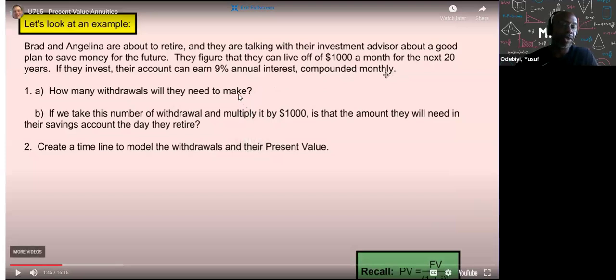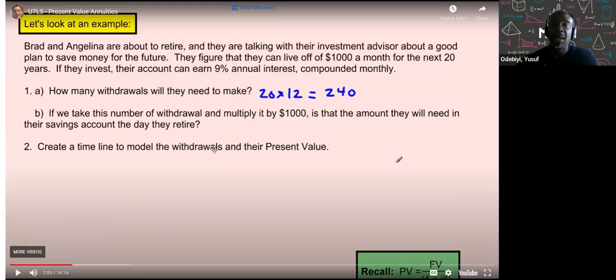So how many total withdrawals? For the next 20 years, taking $1,000 a month. Each year is 12 months, so in 1 year they're going to make 12 withdrawals, and they're saying you're going to live for 20 years. So that means 20 times 12, that should be about 240, right? Let's see here. 20 times 12, 240. So 240 withdrawals are going to come out of that account.